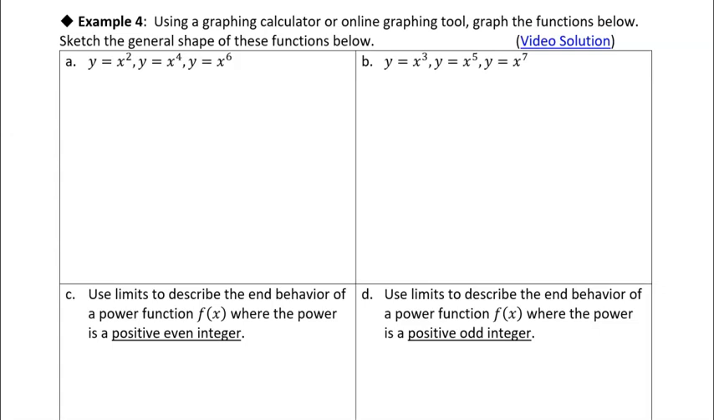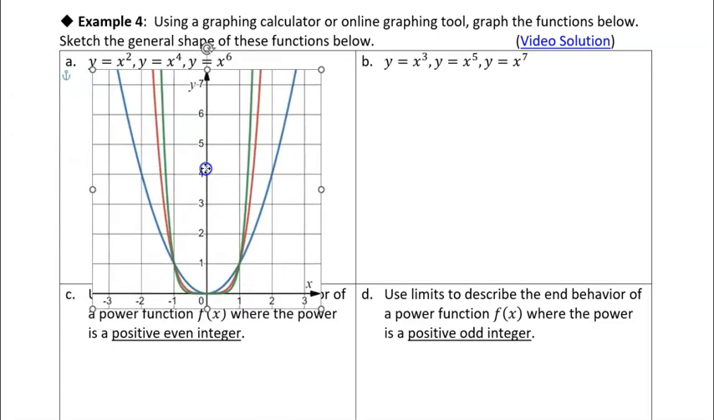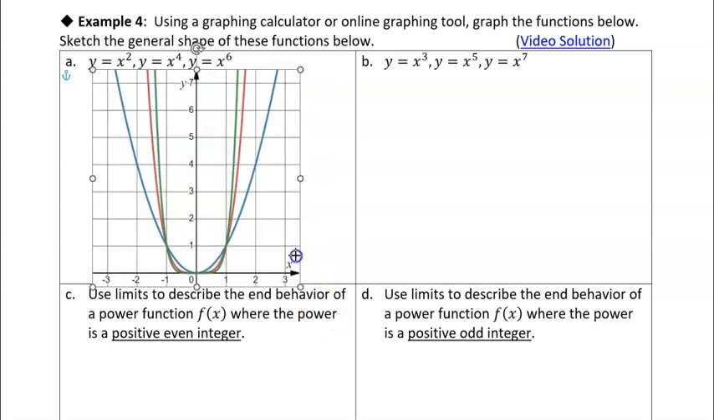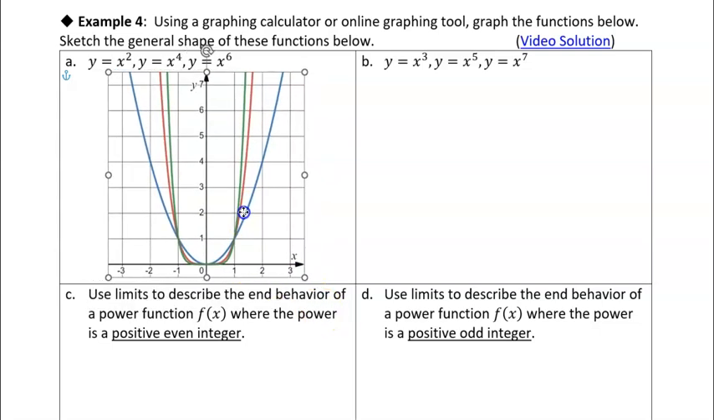All right, in this example, we're going to look at some power functions, and in particular, we're going to look at the general shape of these power functions and their end behavior. So the first part is asking us to look at x squared, x to the fourth, and x to the sixth. So I've gone out to Desmos and I've graphed this, and I have a picture I'm just going to paste in here. There we go. It looks like I might need to make it a little smaller so it can fit.